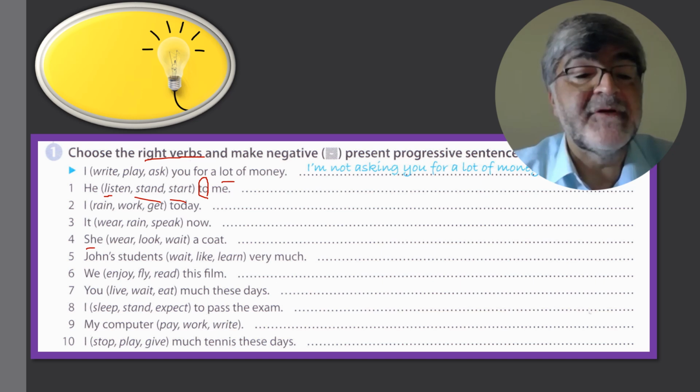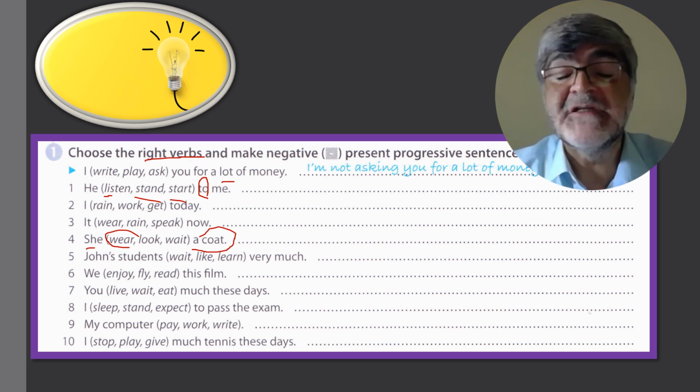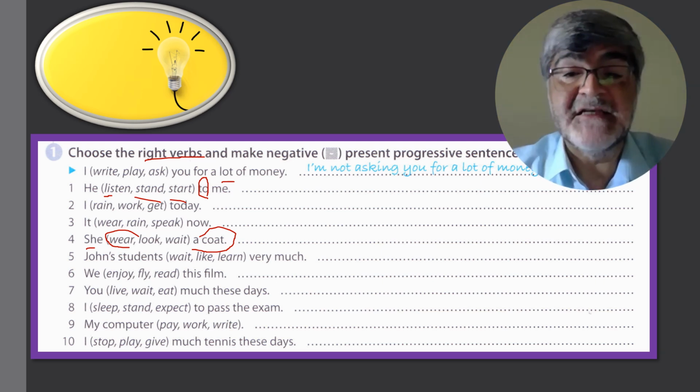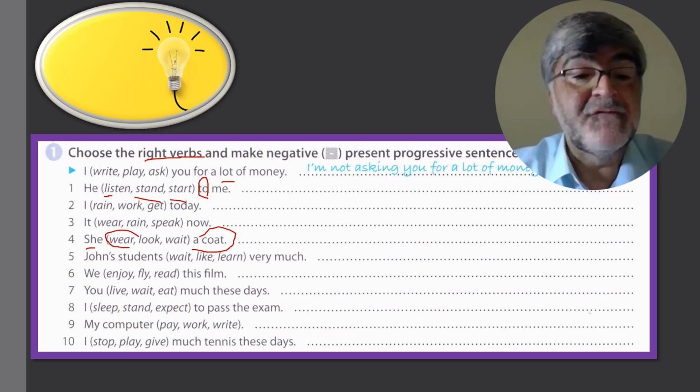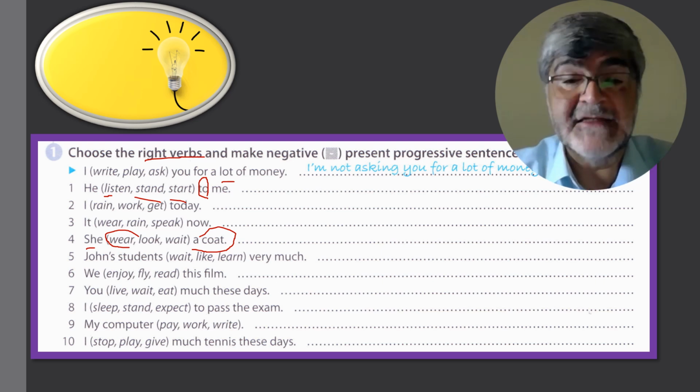Look at number 4. We just randomly choose number 4. She, wear, look, wait, a coat. Okay, what do we do with a coat? Definitely, we wear a coat. So we can say, she's not wearing a coat. Now, you can do the rest of the exercise yourself, and if you have any problem, you can comment your questions and I'll answer them.